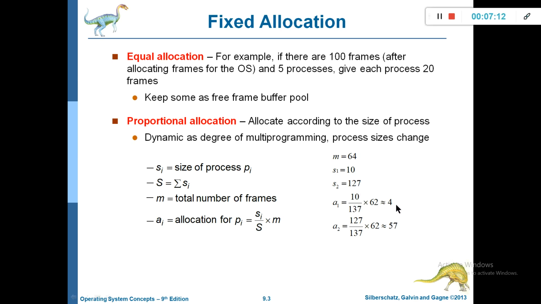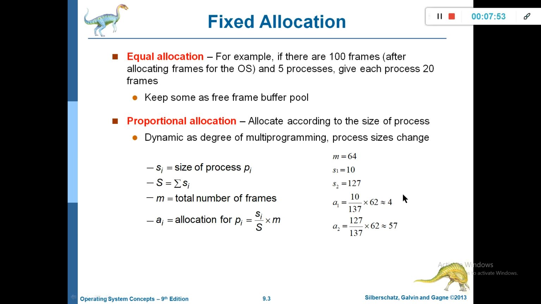So at most we can allocate 4 frames, which are required to load the process P1 of size 10. Like that, you are allocating the number of frames to process P2 using a2 is equal to 127 divided by 137 into 62, which is equivalent to 57 frames allocated to process P2. In this way, instead of allocating equally to both processes, we are using proportional allocation to allocate frames according to the size of the processes. These are the two methods we are using for allocation of frames using the fixed allocation method.